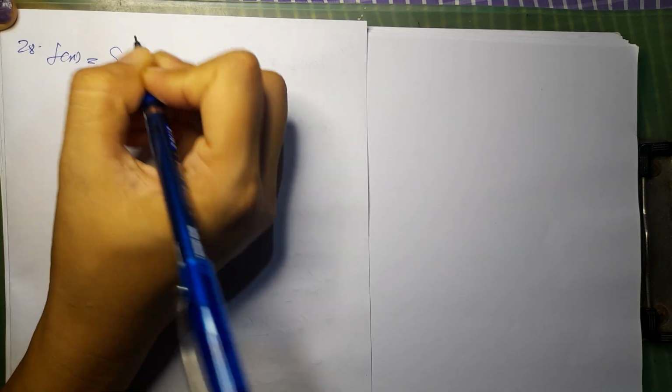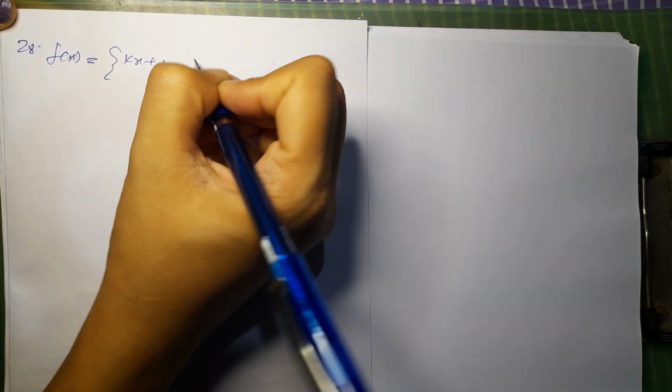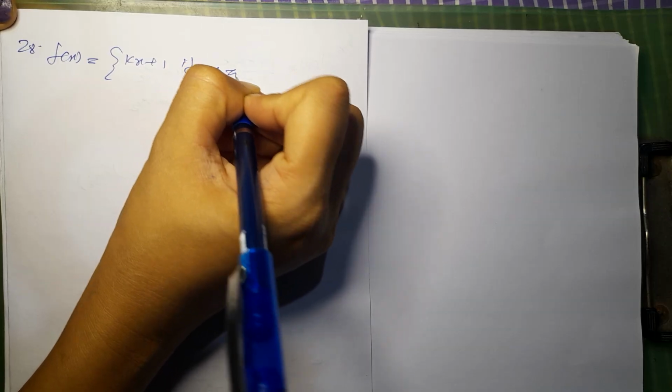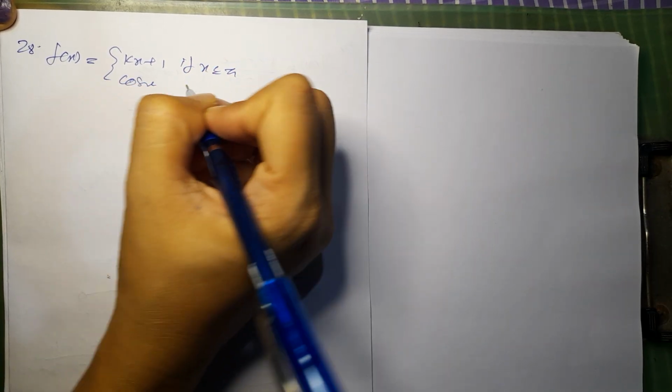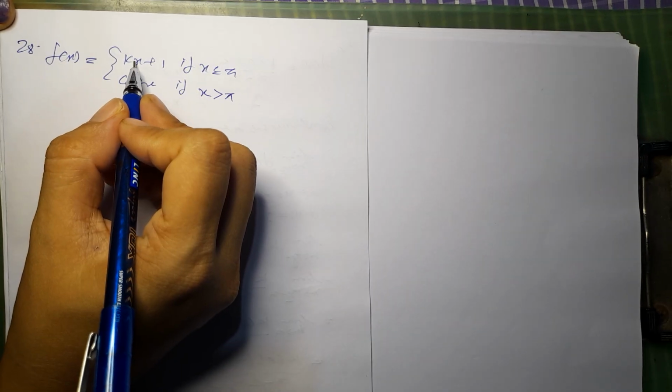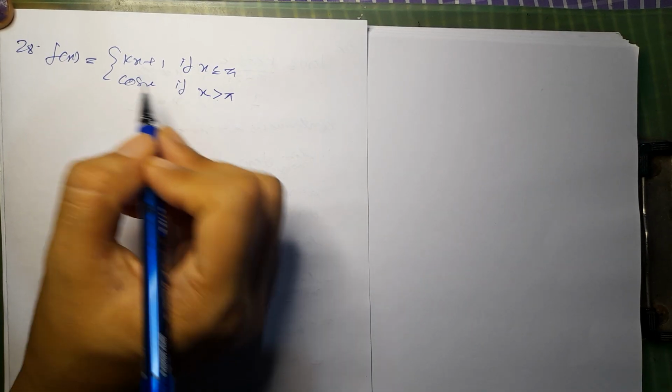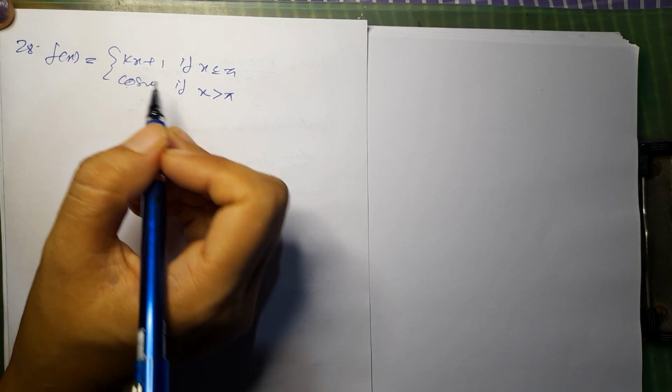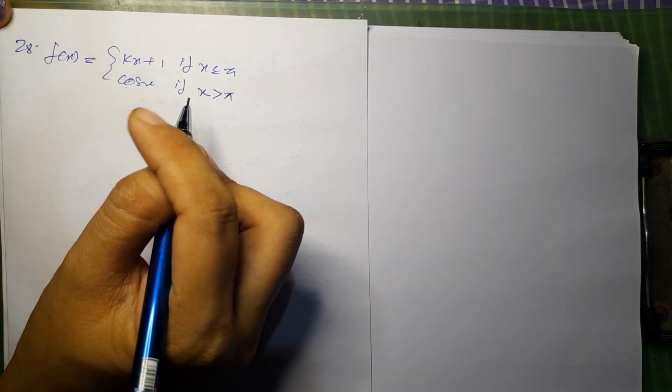Question number 28. The given function, f of x is equal to kx plus 1 if x is less than or equal to pi, cos x if x is greater than pi. So for equal to, we are going to take this function, and for greater than, this one, so left hand is not required. We need the right hand. So it is continuous at x equal to pi.